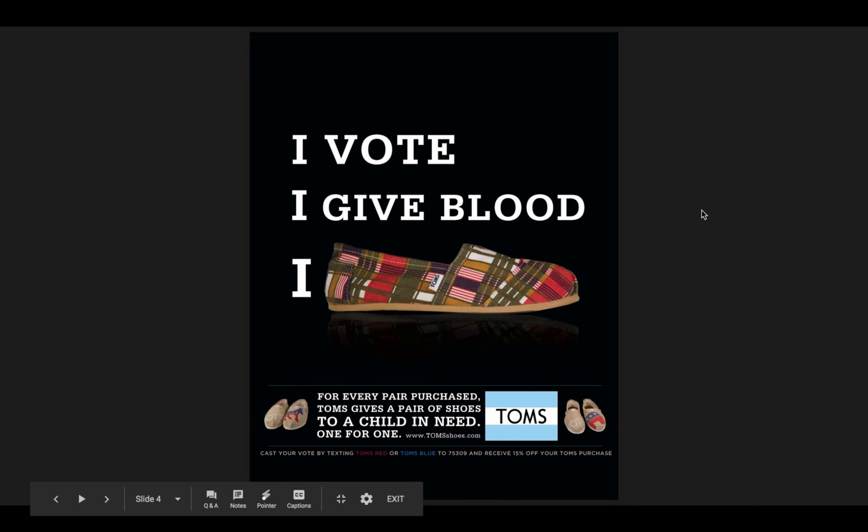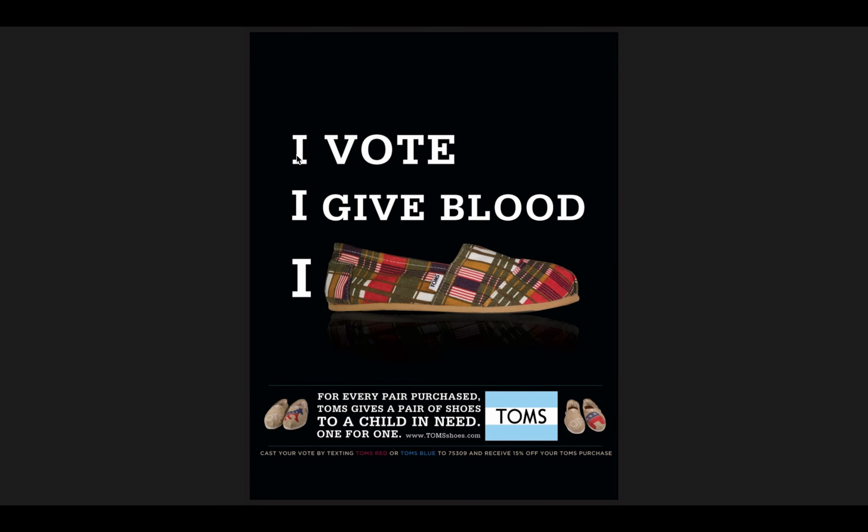So I'm gonna go through the process of looking at this ad. It says, "I vote, I give blood, I Tom's shoe." So I vote, I give blood, I Tom's. Okay. Now I like this because it's very simple, right? There's just black everywhere here, some text, the shoe, this nice little reflection above the shoe that just makes it a little more interesting than a shoe by itself. But it doesn't keep it from being simple and nice. So this is a very simple, nice ad.